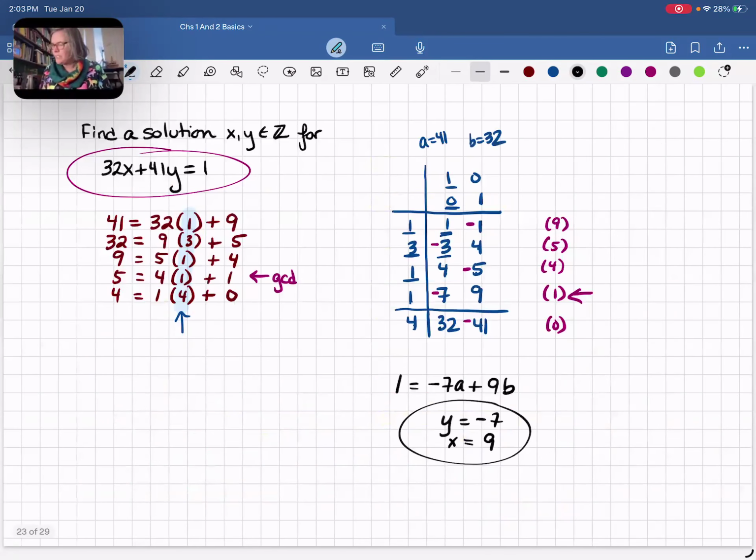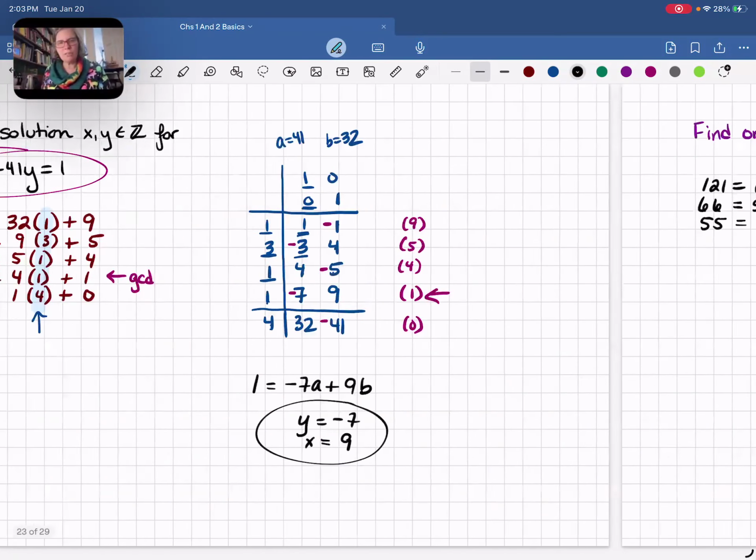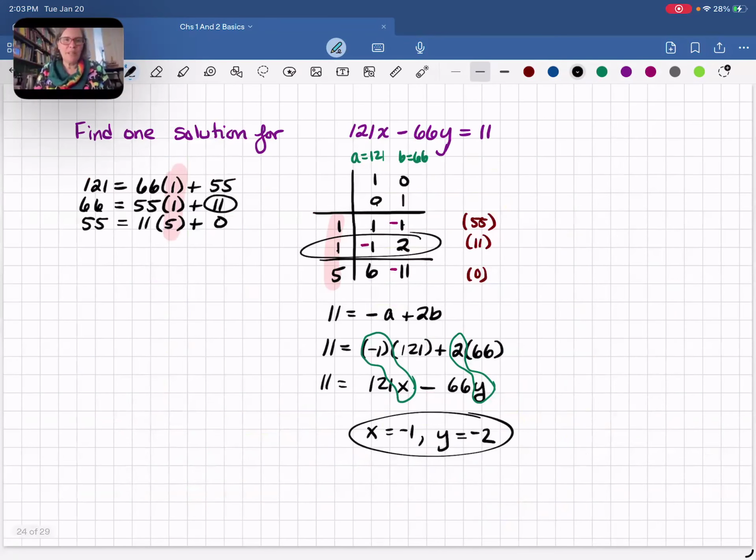And then we did this with two different examples. There was this example, 32x plus 41y equals 1, and we got one solution. And then we did another example, 121x minus 66y equals 11. So this tabular method, the shortcut, or the original longer method are both ways that you can solve things that look like ax plus by is equal to the greatest common divisor of a and b.